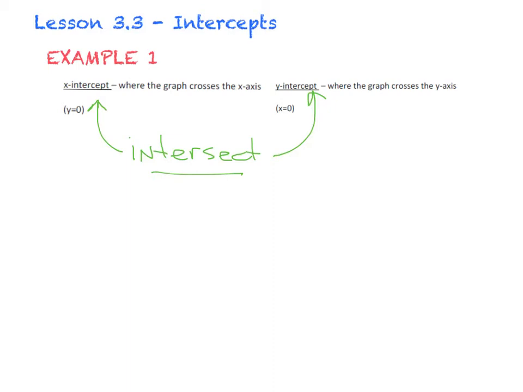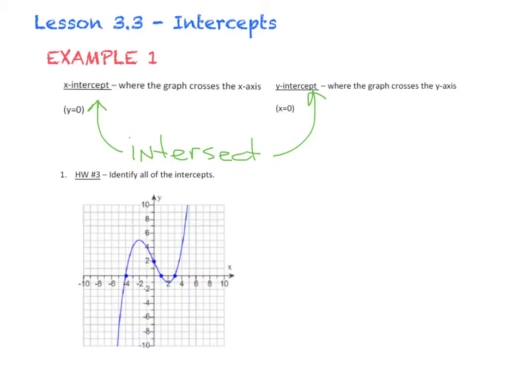So let's use this to do example number 1. Example number 1 is just like homework problem 3 in your homework assignment. So here's example 1. Identify all the intercepts. Well, let's start with the x-intercepts. We need to find all the places that this blue line crosses the x-axis. We need to find all the places that this line intersects the x-axis. So one of them's here.